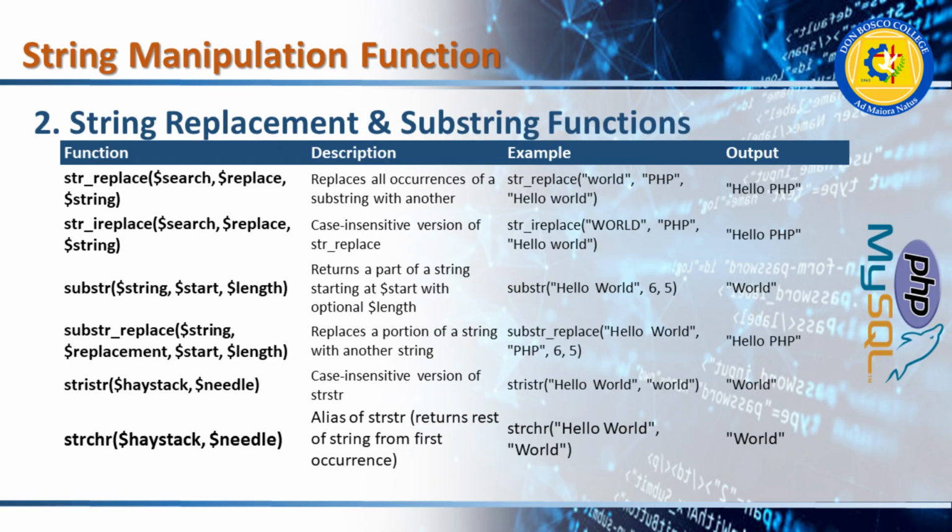Another one is string replacement and substring functions, which include str_replace that replaces all occurrences of a substring with another, str_ireplace as the case-insensitive version of str_replace. substr that returns a part of a string starting at $start with an optional $length. substr_replace that replaces a portion of a string with another string. stristr as the case-insensitive version of strstr. And strchr as an alias of strstr that returns the rest of the string from the first occurrence.